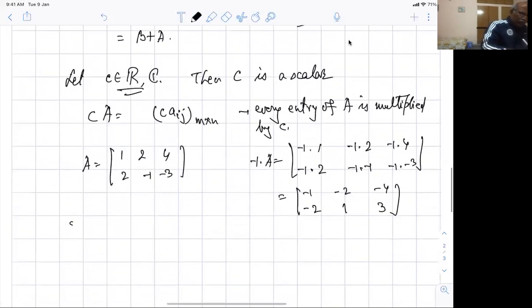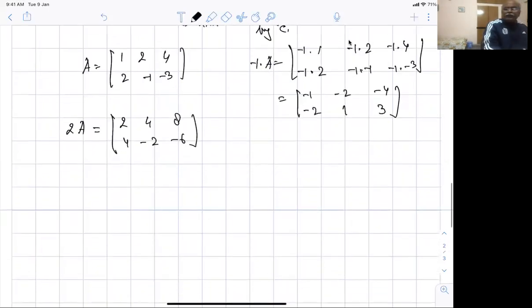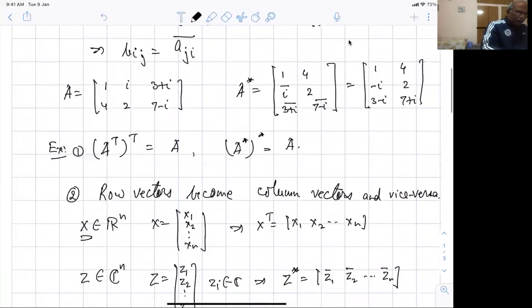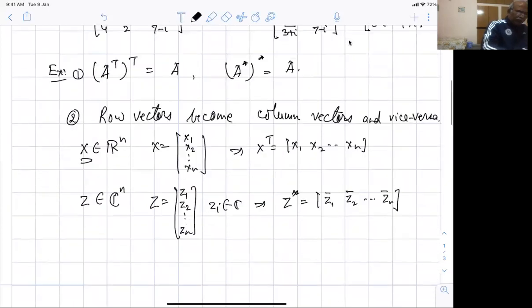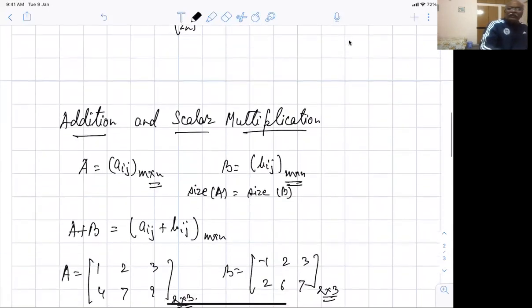Similarly, if I want to look at 2 times A, it will become 2, 4, 8, 4, minus 2, minus 6. All right, so you can do it yourself. Is that okay? So just do it. What I would like you to understand is that you should keep trying this and understand it. It's not difficult. Now, the next idea is that we have given you two operations. Transpose is given. The property of transpose was that A transpose transpose is A. Conjugate transpose A star star is A, and things like that. So I would like to relate this with addition as well as scalar multiplication.